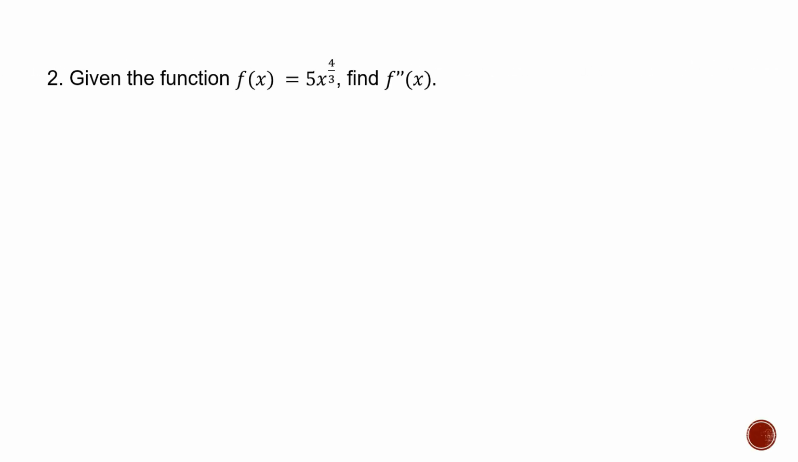Here we need to find the second derivative. Okay, so first derivative, but before we do that, oh no, there's no need for us to rewrite this. Okay, so let's find the first derivative. So that's 4 over 3 times 5x, and then this is minus 3 over 3, right? So that's 1/3. Okay, 20 over 3 x raised to 1/3. That's our first derivative, by the way.